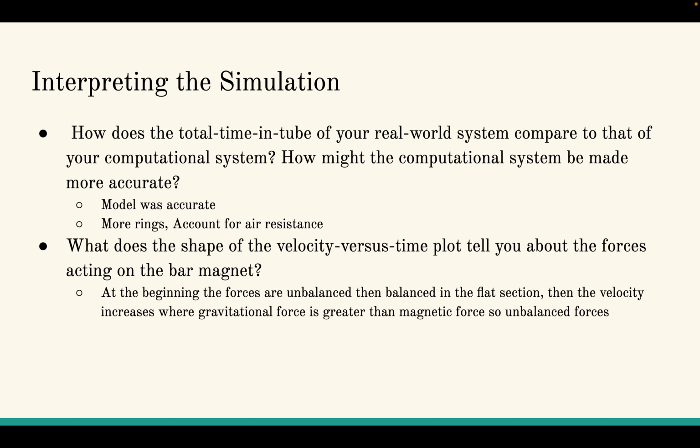So the forces acting on the bar magnet: at the beginning the forces are unbalanced and then balanced in the flat section, and then the velocity increases where gravitational forces are greater, so they're unbalanced.